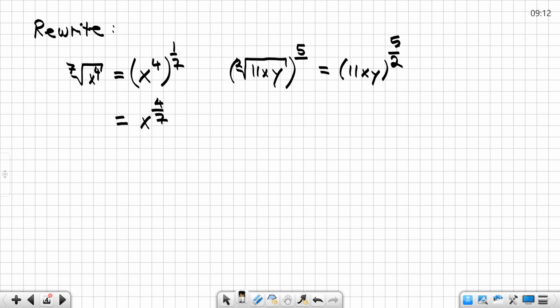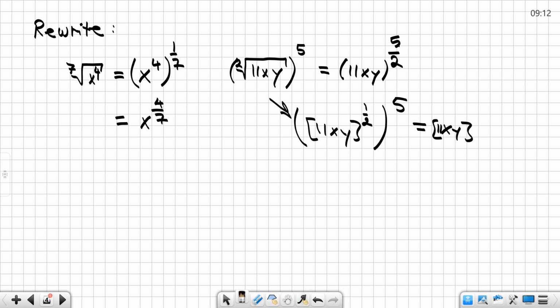The long way to see why this works this way is the following. I will first look at this on the inside. This will give me 11xy raised to the 1/2, and then I still had to raise it to the 5th power on the outside. So I first just rewrote the radical, and now I have to multiply the two exponents, and I will get 11xy raised to the 5/2, which is exactly what we got right here.